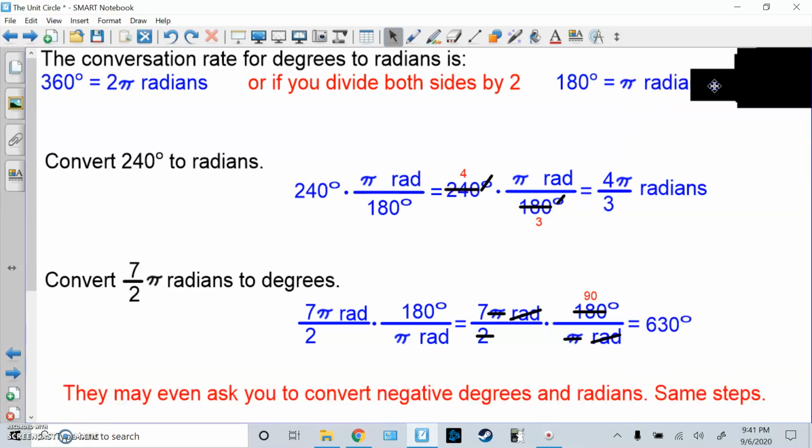Alright, they may ask you to convert negative degrees and negative radians. That is the exact same steps. We'll talk about negative angles later on.